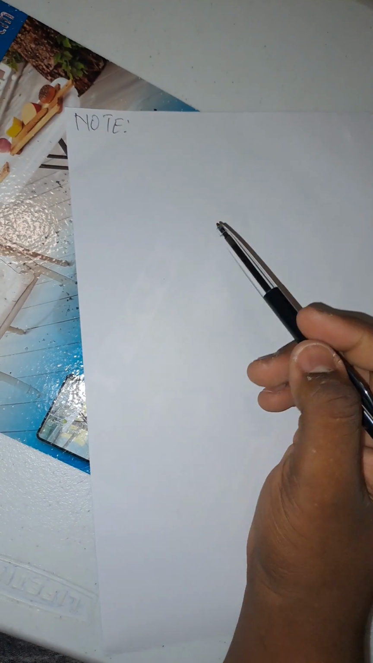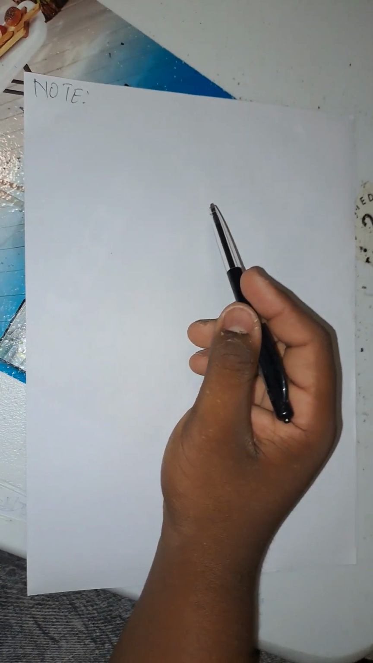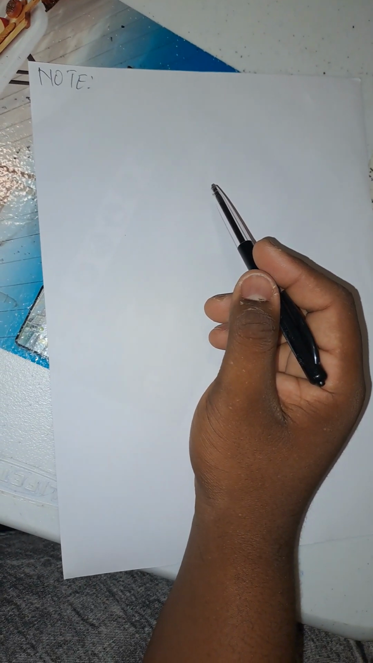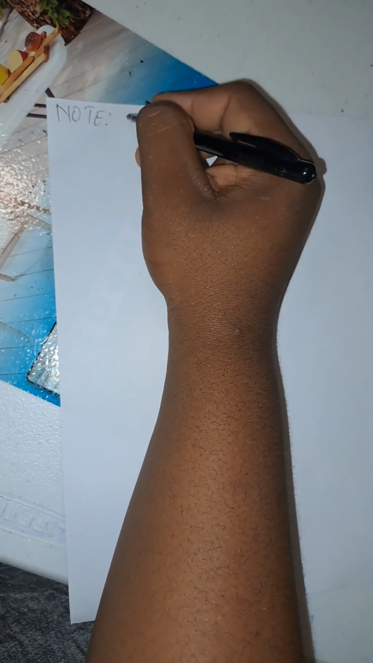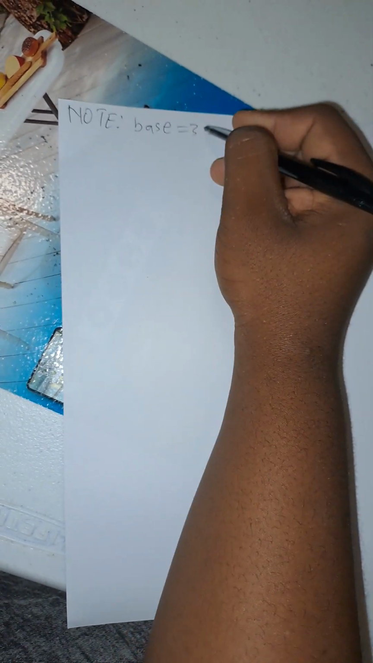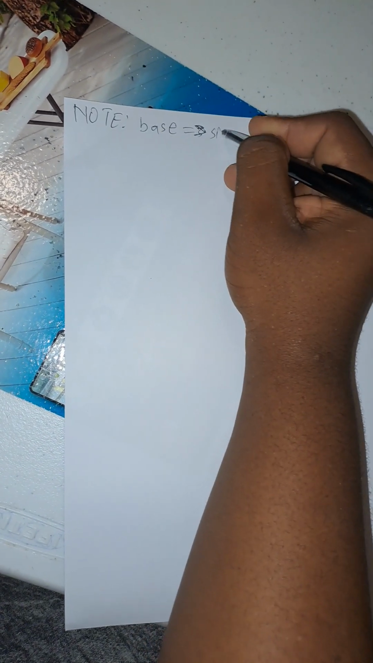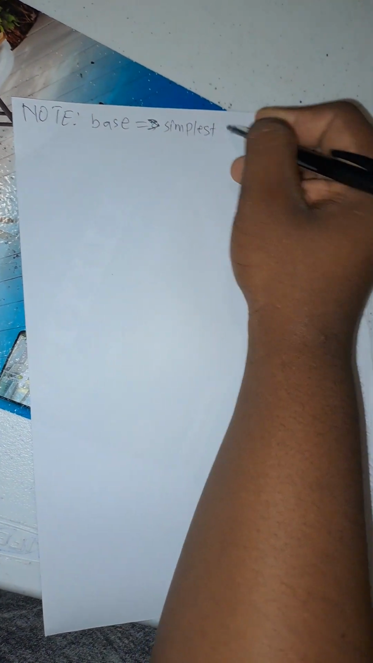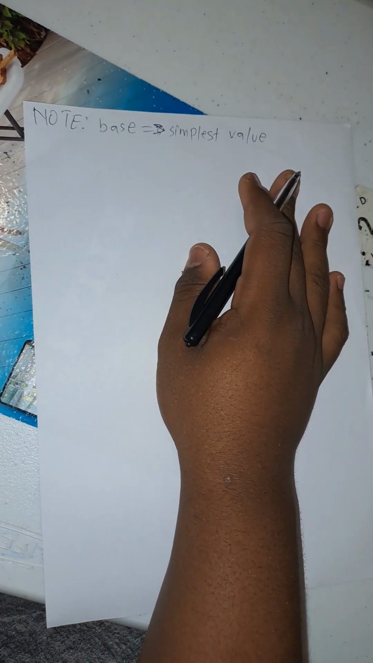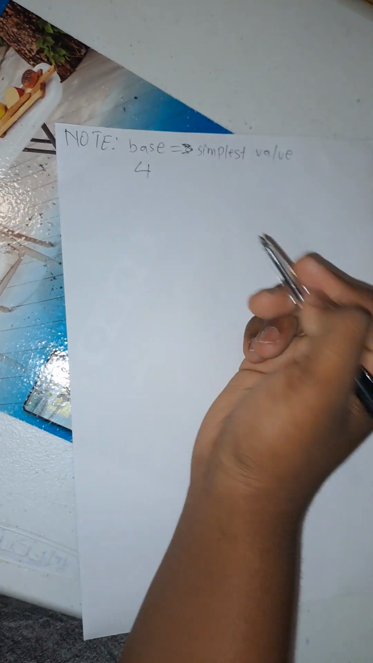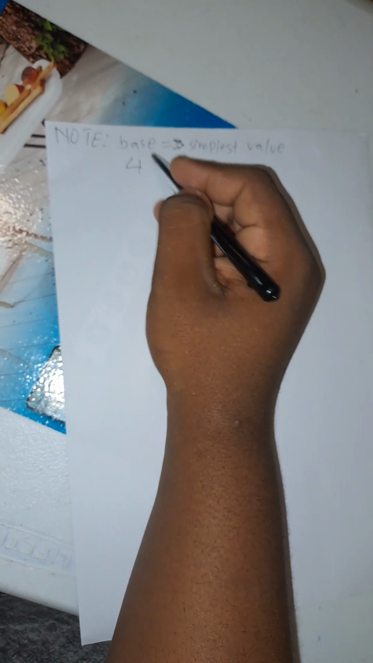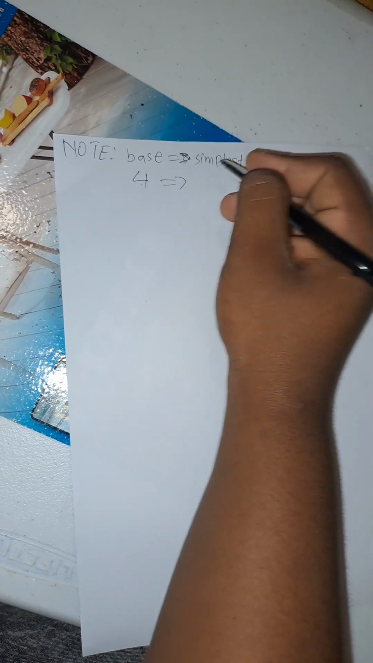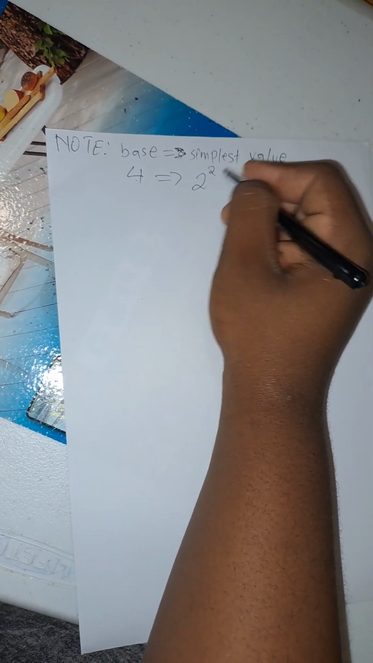Okay guys, before we do examples, there are a few things that I want you to know. Before you do any example or solve any question, you must make sure you take a number to its simplest value, or you take the base to its simplest value. What do I mean when I say simplest value? For example, let's say we have 4, a simple number. 4 is a perfect square. So 4 can be taken to 2 to the power of 2.